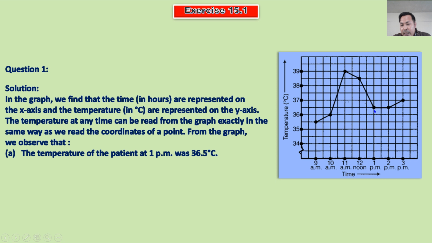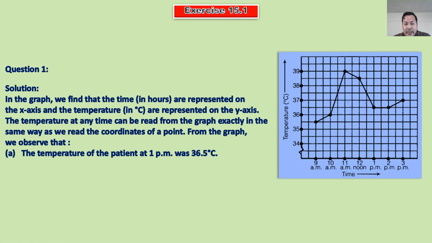So here is 1 p.m., the value represented on the x-axis, and at that time, what is the value of y? Let us see the value of y here. When you come to the y-axis, you can see that it is between 36 and 37. That means 36.5 degrees Celsius is the temperature of the patient, isn't it? Yes.